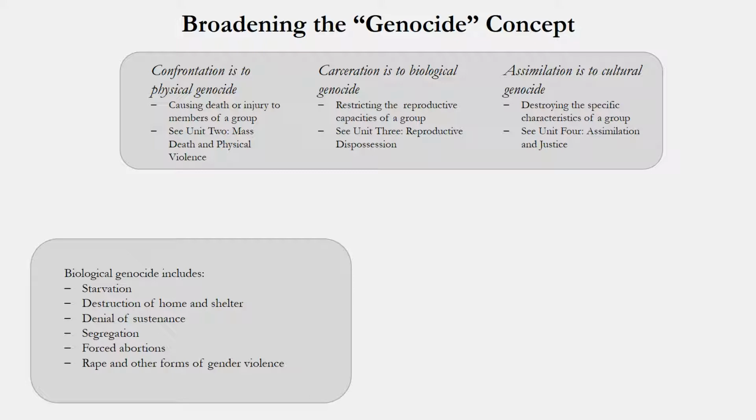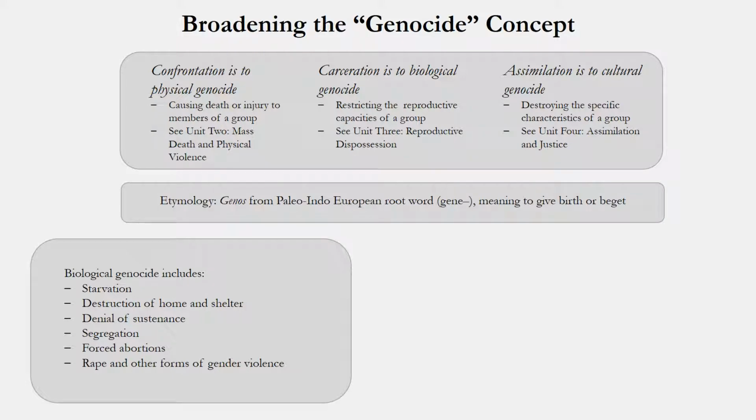As biological genocide fits into the middle of this tripartite framework, I'd even go so far as to suggest that this category is at the heart of genocide. Consider the etymology more closely. Genos comes from the Paleo-Indo-European root word gene, meaning to give birth or beget. Semantic relatives include gender, indigenous, and even nation. All of these words have an association with reproduction. I'll elaborate this point in a minute, but group reproduction occurs along 2 dimensions: biological or sexual reproduction, and social reproduction. And genocide works along both dimensions.